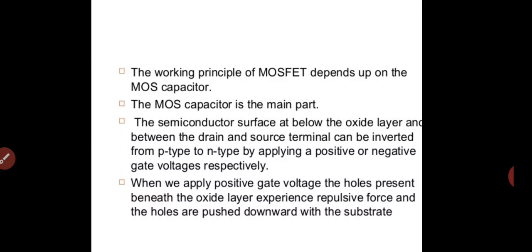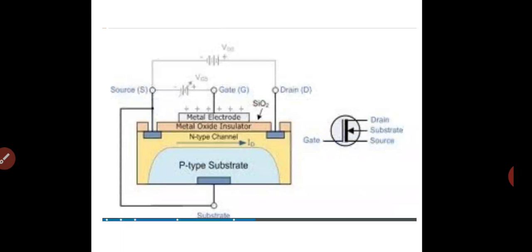The working principle of MOSFET depends on the MOS capacitor. The MOS capacitor is the main part. The semiconductor surface below the oxide layer and between the drain and source terminals can be inverted from p-type to n-type by applying a positive or negative gate voltage. When we apply a positive gate voltage, the holes present beneath the oxide layer experience a repulsive force and are pushed downward into the substrate.